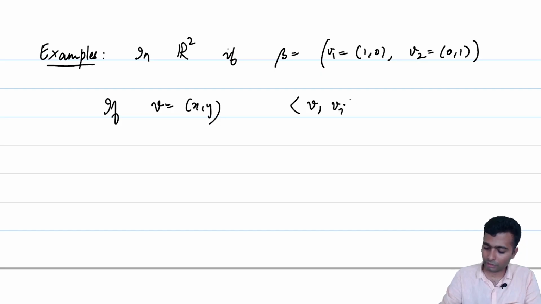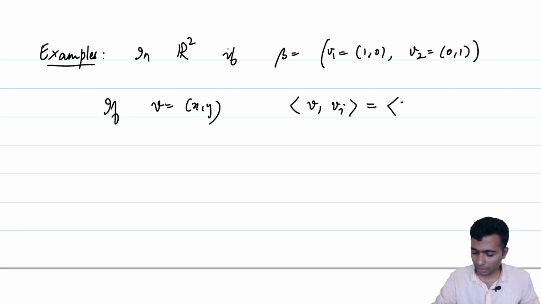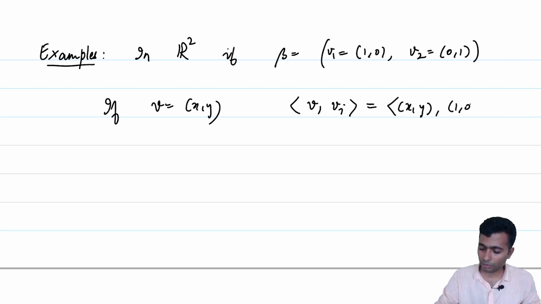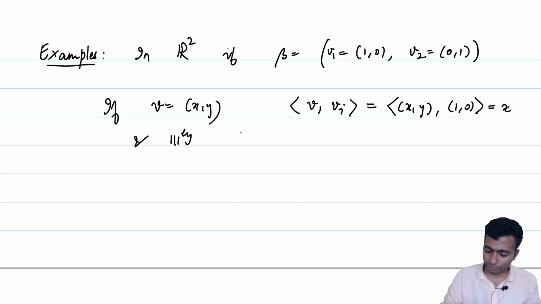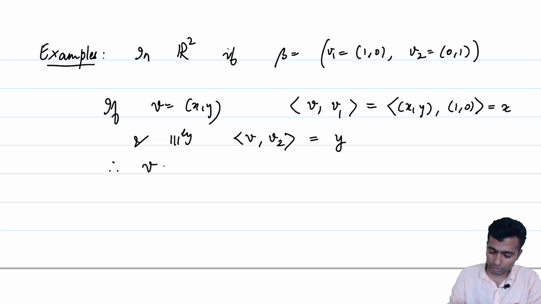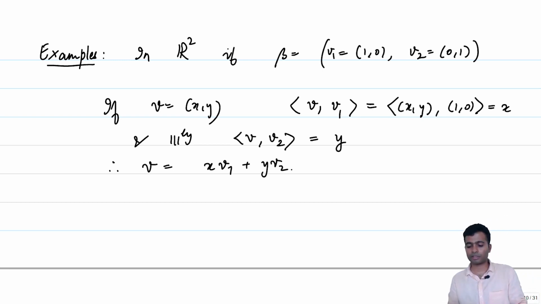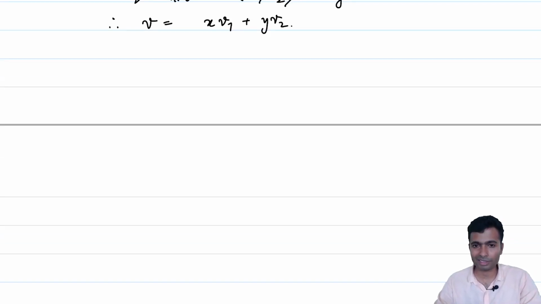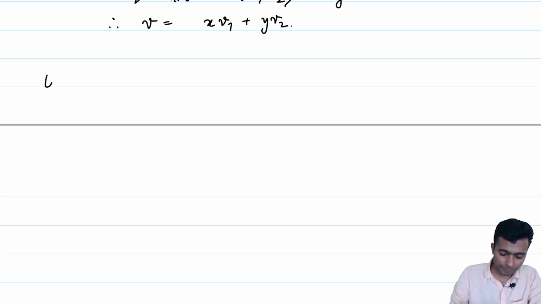The inner product of v with v1 will just be the inner product of (x, y) and (1,0), which is equal to x. Similarly, v with v2 is just going to be y. Therefore v is equal to x times v1 plus y times v2, which we knew. So maybe I shouldn't have written v1, v2, it's the standard basis, and I think we had given e1, e2 as the notation for it, but that's okay.